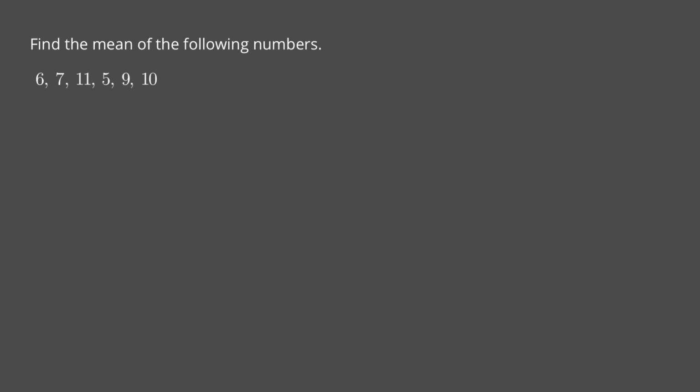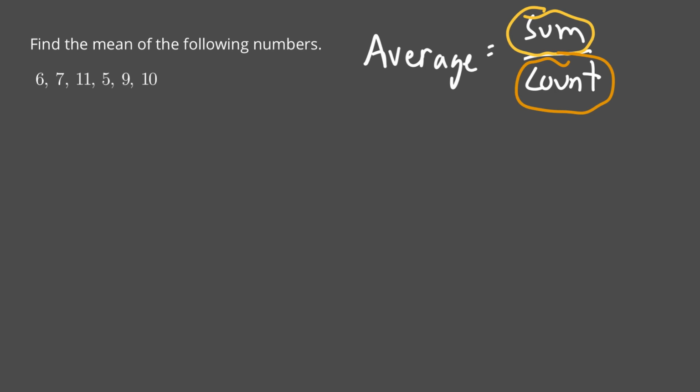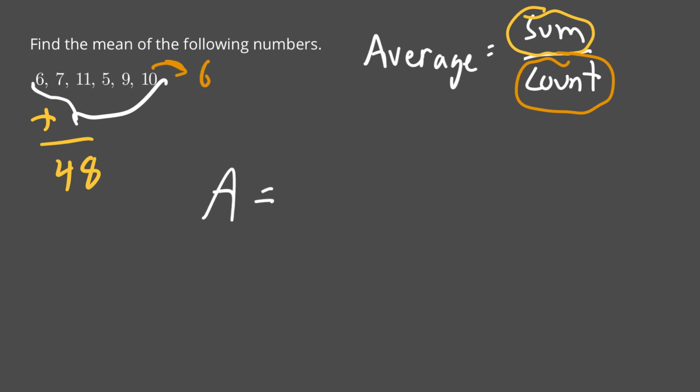Here's another example of this problem. Go ahead and pause this video and give it a shot on your own. Starting with the equation on your screen, let's find the sum. 6 plus 7 plus 11 plus 5 plus 9 plus 10 gives you a total of 48. And then we can count how many numbers we have. And there's 1, 2, 3, 4, 5, 6 numbers. So now again, we have the average is equal to the sum of 48 divided by the total count of 6. 48 divided by 6 is 8.